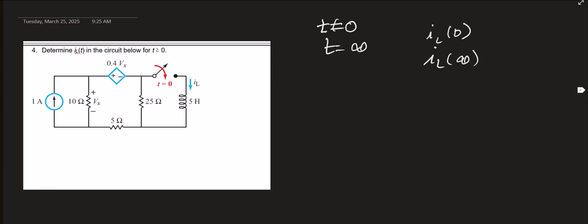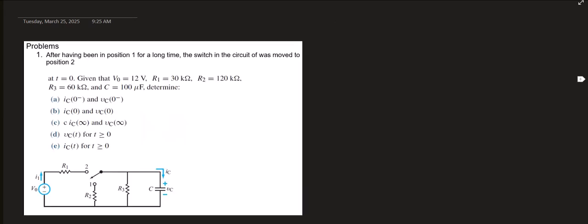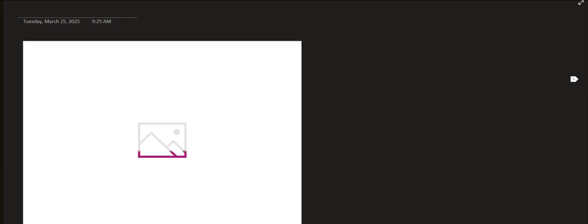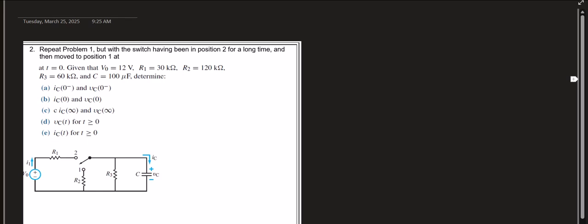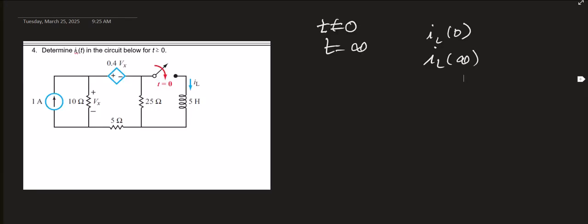This is not the one I wanted to do. I wanted to do number... Didn't I have one that didn't have a dependent source? It looks like I just didn't copy it. What is the second to last problem? Can someone? Yeah, I just had that one a minute ago. What did I do to it? Okay, so.